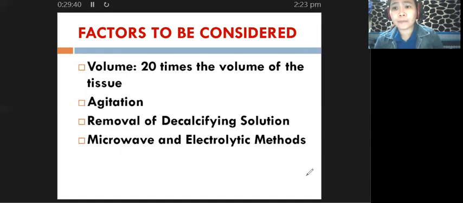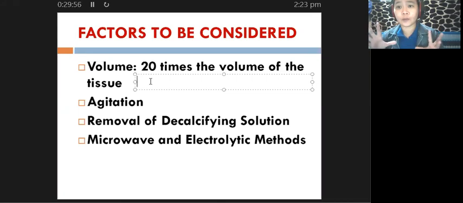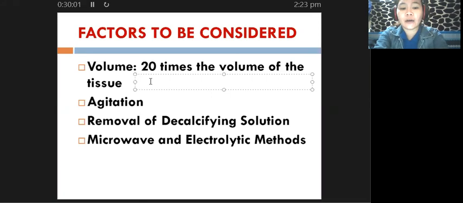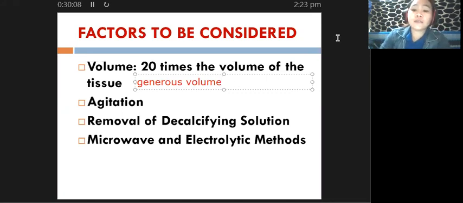If, for example, no value was given among the choices, you look for the term generous volume. So I repeat, if there is no quantity given in the choices, you look for the term generous volume. A generous volume of the decalcifying solution should be used.